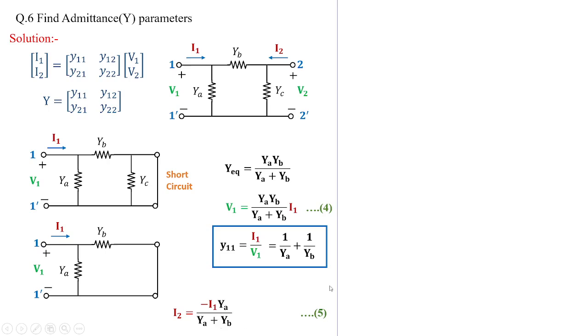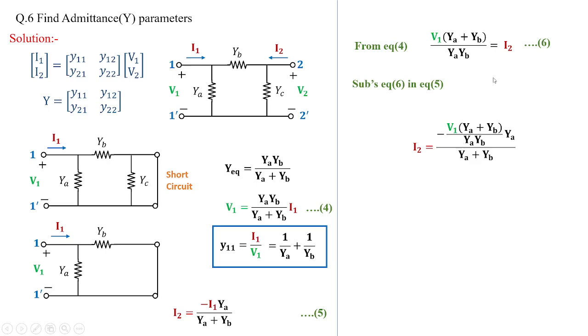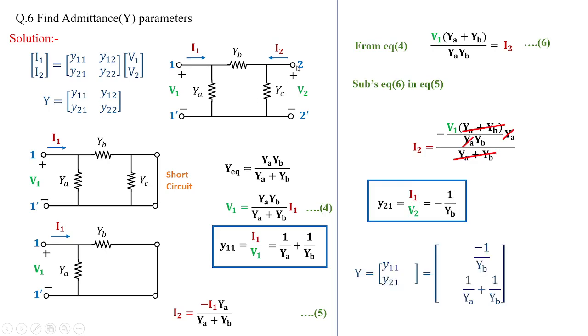Equation 5 is framed. Now from equation 4, we can get the value of, sorry, this is not I2, this is I1. This is a correction you should make. It's I1 in terms of V1. Now you can get the value of I2 here by substituting the value of I1. It's a mistake over here, please correct it. So when this I1 is substituted over here, we are going to get the value of Y12, which is equal to minus 1 by YB. Thereby, when port 2 is shorted, we are going to get these two parameters.